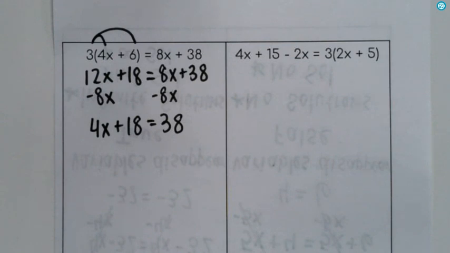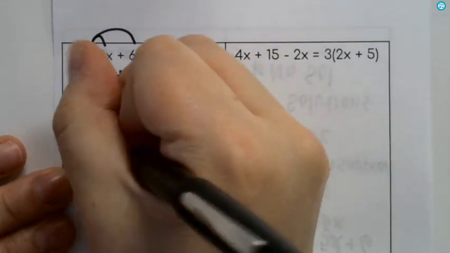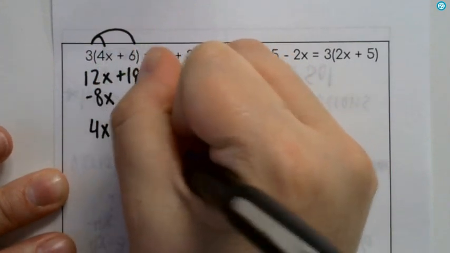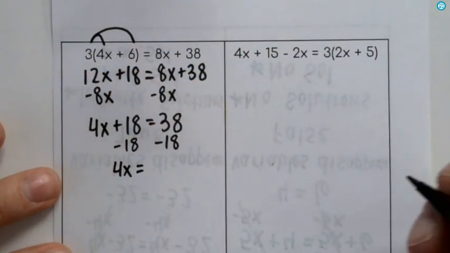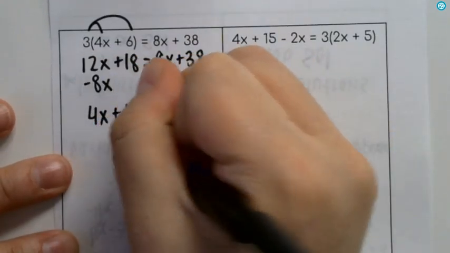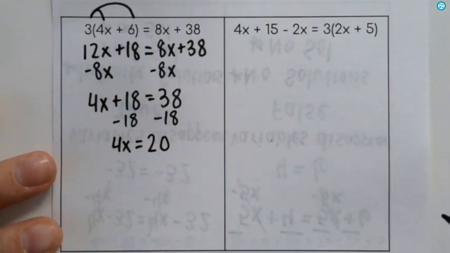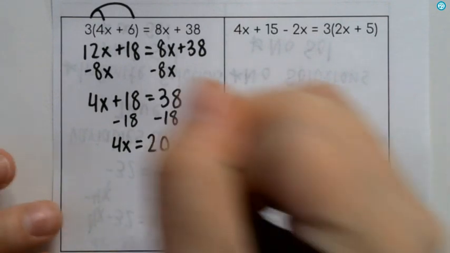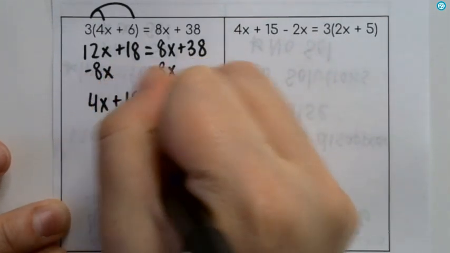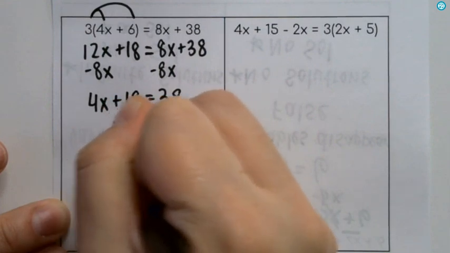And then from there, it's a normal two-step equation. So the reason why we mix these in is because your variables don't always cancel out. It's not always no solution or infinite solutions. Sometimes there's a solution. This one has a solution. So we'll subtract 18 from both sides. Left 4x equals 38 minus 18, which is 20. And I'll divide both sides by 4. We'll get x equals 5.